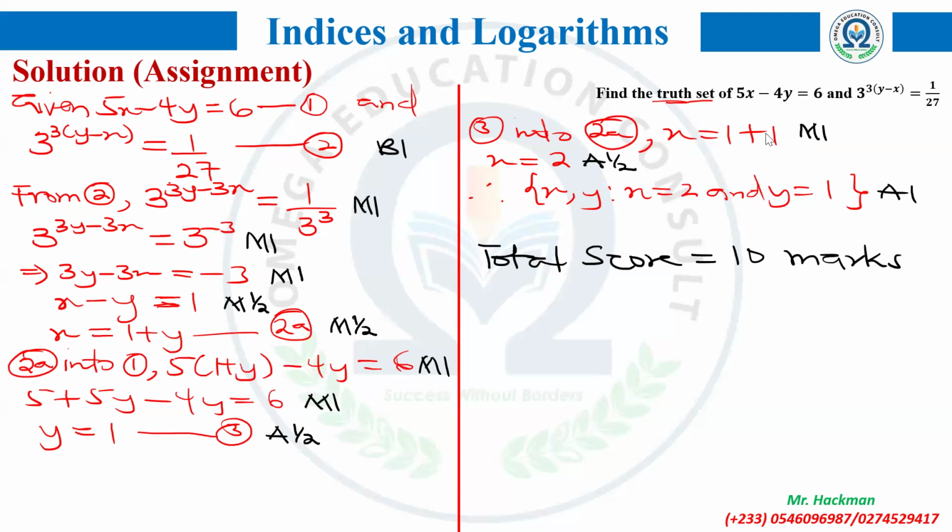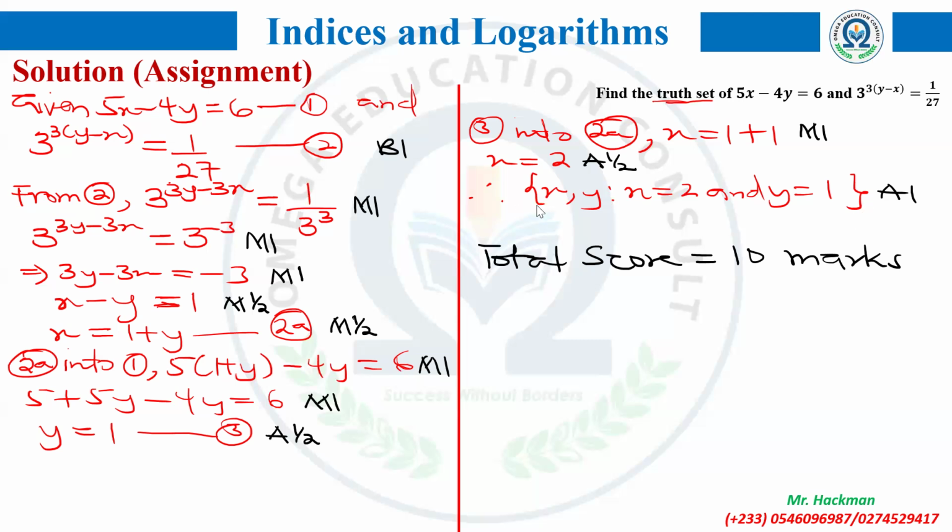Okay, so that will give you M1 here. Then you get x is equal to what we have here. Therefore, now you are going to draw your conclusion, and you know it's the true set. So it will be therefore, then your curly bracket. Don't write "true set is"; it's not necessary. We know once you write it this way, we know you are dealing with a true set.